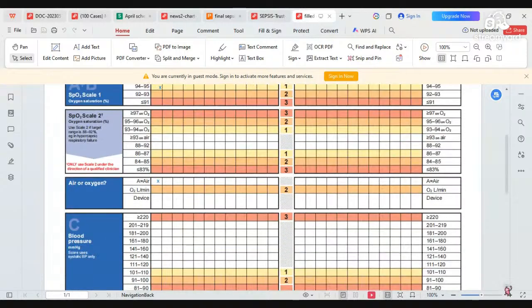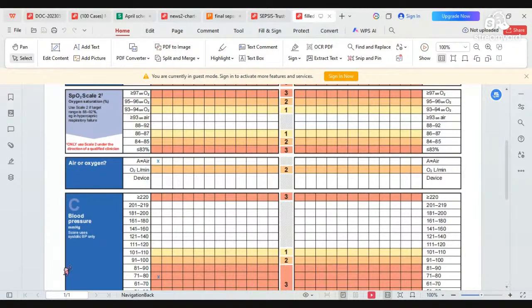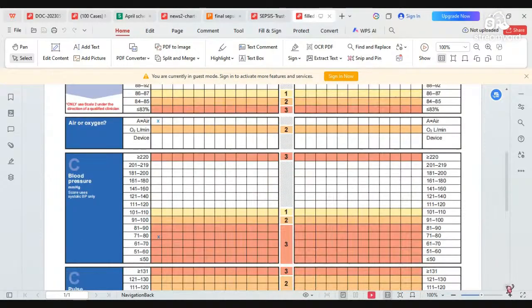If you move on to blood pressure, for this patient, this chart requires that you use systolic blood pressure only. Now, this patient's systolic blood pressure was 80, her diastolic was 40. So we are concentrating on the systolic, which is 80. Now, it falls within the section that is highlighted red. And that gives this patient a score of 3 from her blood pressure.